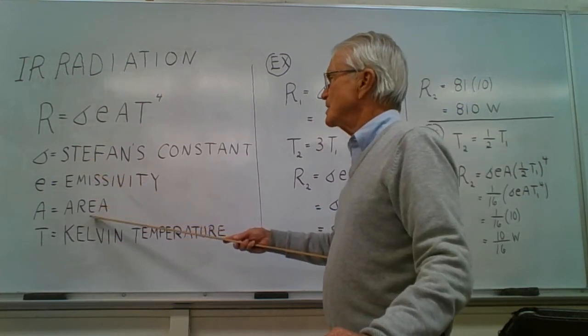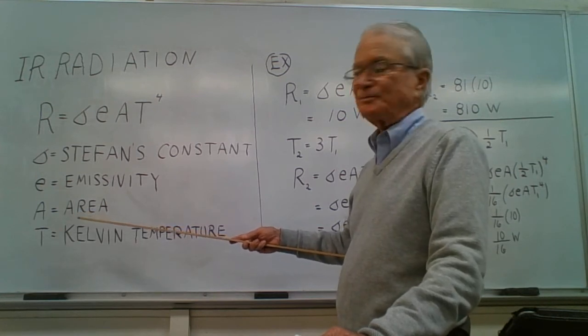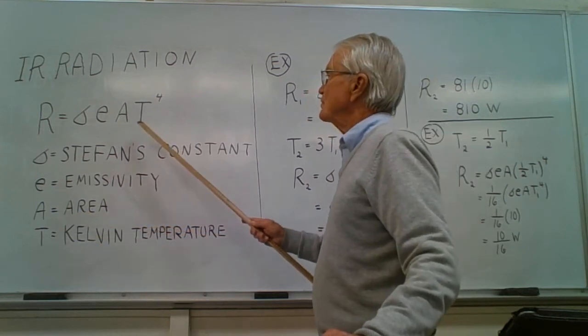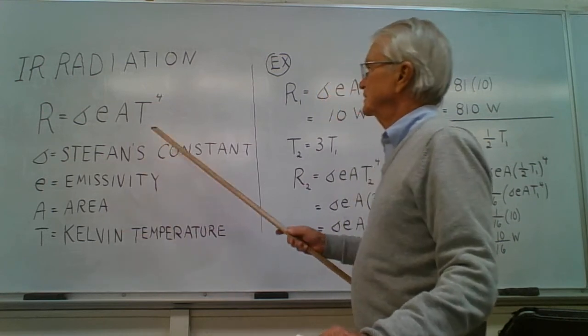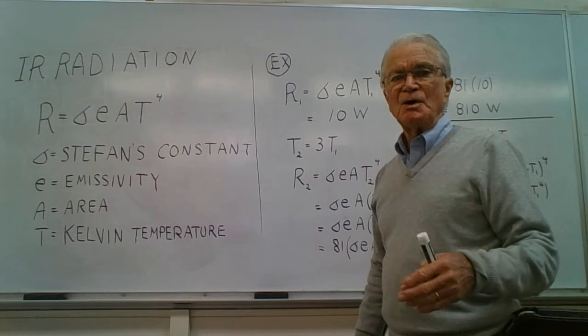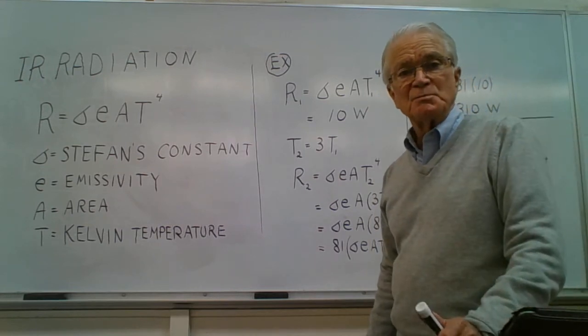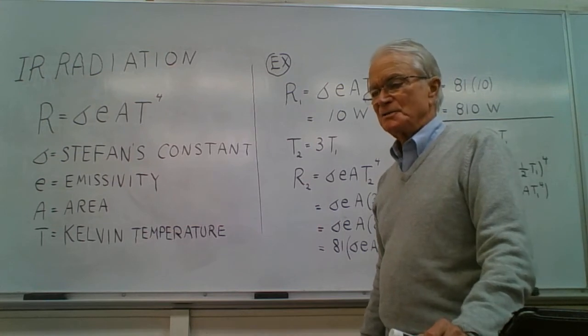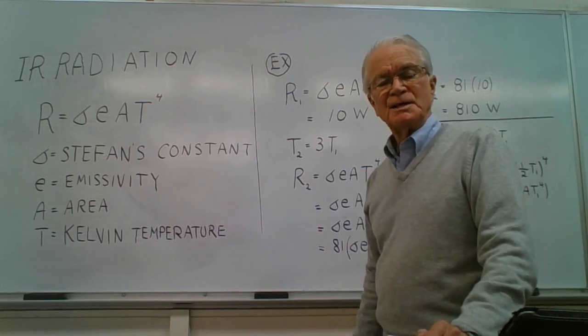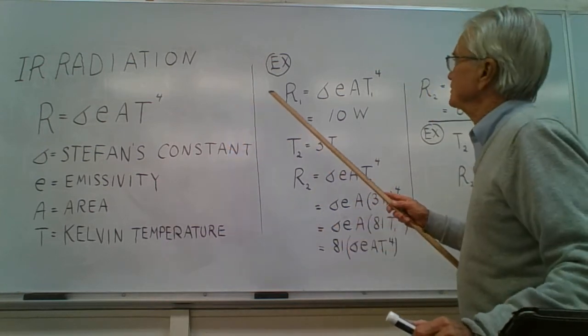A is the area of the surface of the object, measured in square meters. T is the Kelvin temperature, and it's raised to the 4th power. So small changes in the Kelvin temperature can have an enormous impact on the amount of IR emitted from the object. Consider this example.